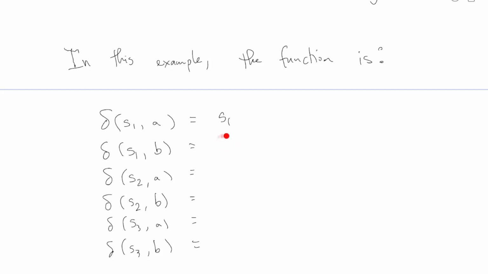Somebody shout it out. Yeah, this is S2 because on the diagram, if you're in state S1 and you see a B, it goes over to S2. So this is S2. S2 and A, if I'm in state S2 and I see A, it goes over to S3. So this is S3. S2 and B is S2. That's because S2 has a looped edge on it with the B. And then S3 on the diagram, both of the arrows loop back to S3. So this answer is S3 both times.